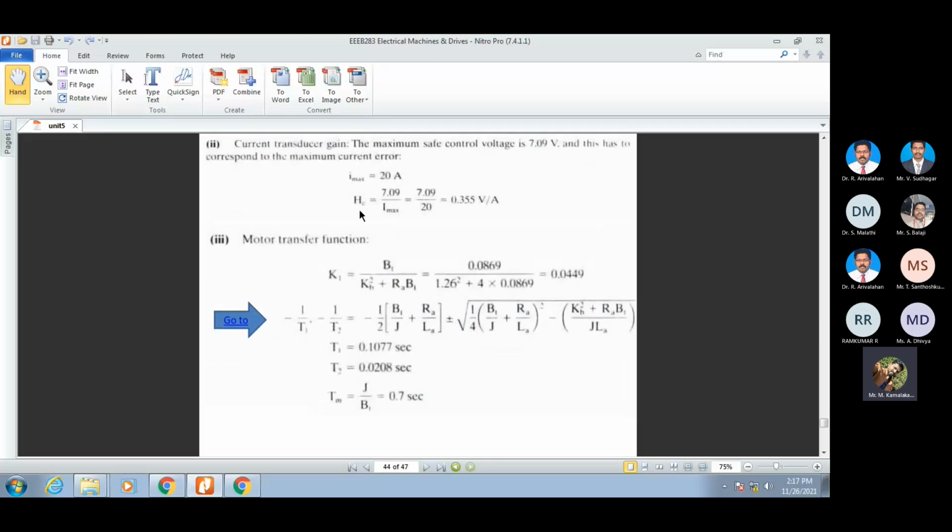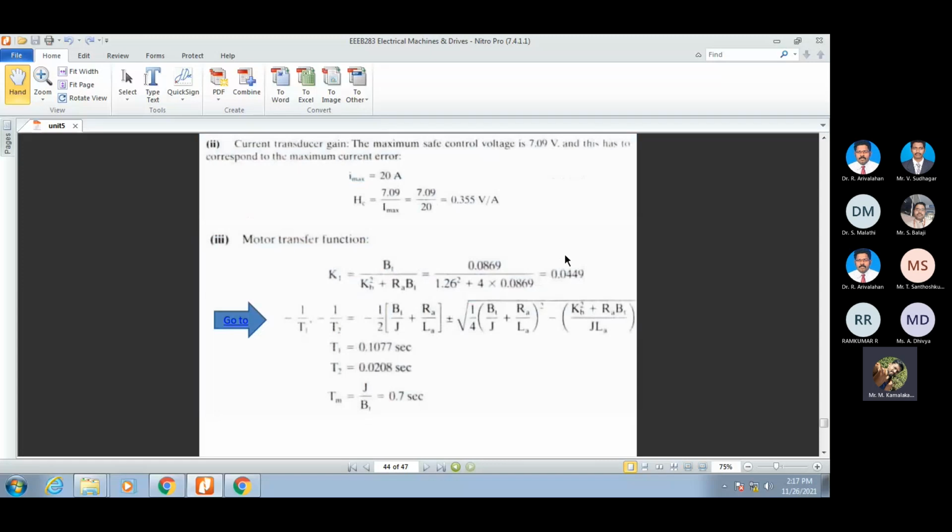So what is the transfer function of the current controller loop? We have known that HC is equal to 7.09 divided by I max. So 7.09 divided by 20 is nothing but 0.355 volt per ampere. And the motor transfer function is, we have known, BL divided by KB square plus RA multiplied with BL. All the data they have clearly given in the problem.